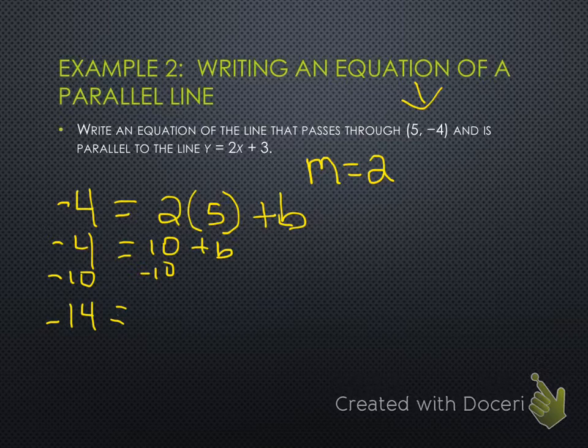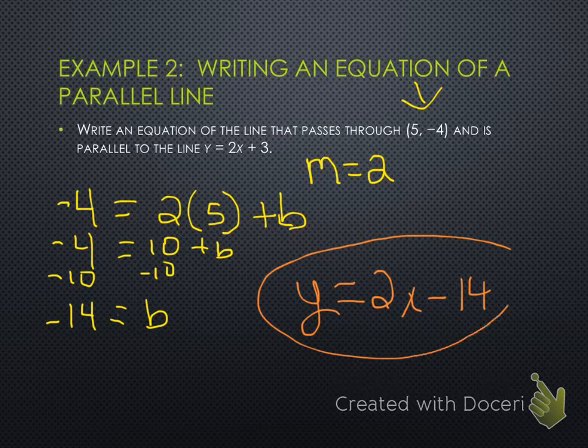subtract 10 from both sides, and I get my b is going to be -14. So in other words, to write this equation, we are going to have y equals, my m is 2, so it's going to be 2x, and then my y-intercept is -14, so -14. So the equation of the line that is parallel to y equals 2x plus 3, but runs through the point 5, -4, would be y equals 2x minus 14.